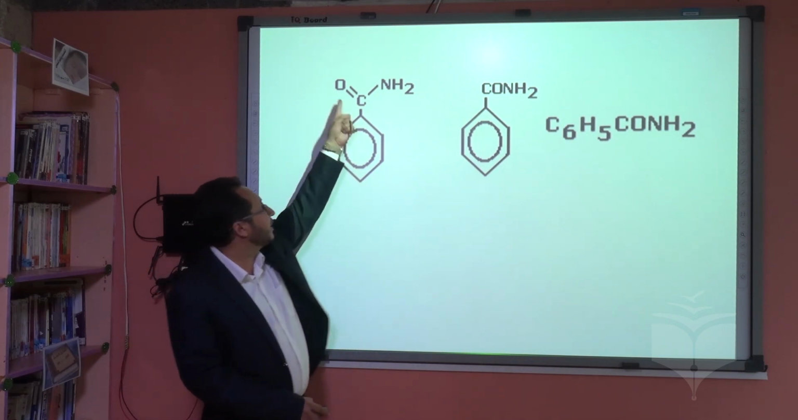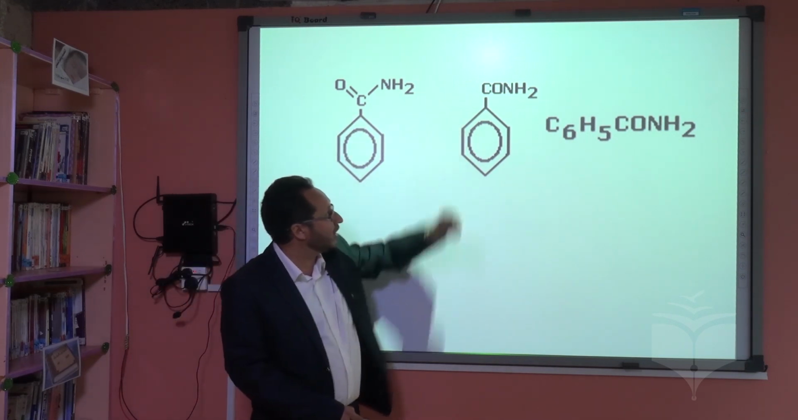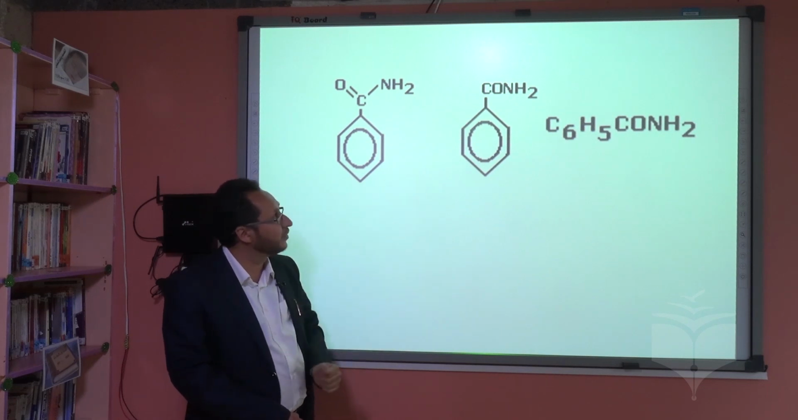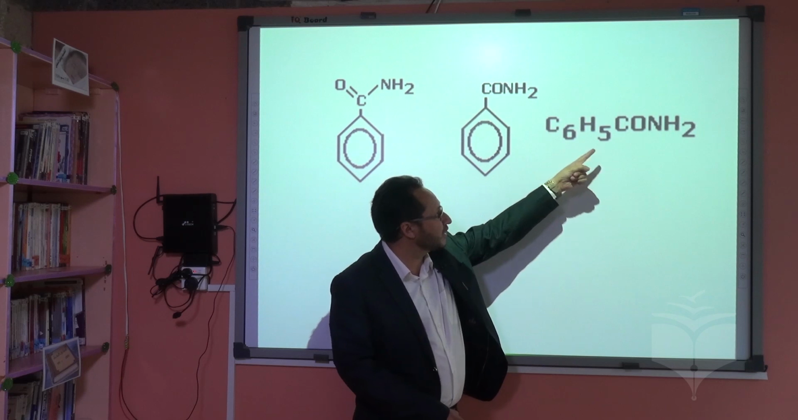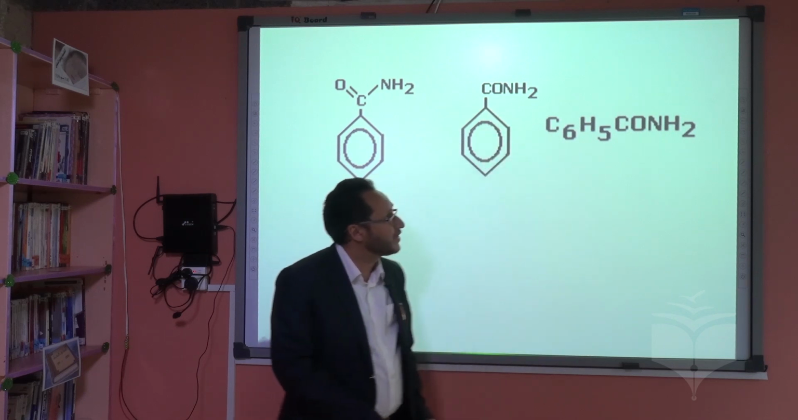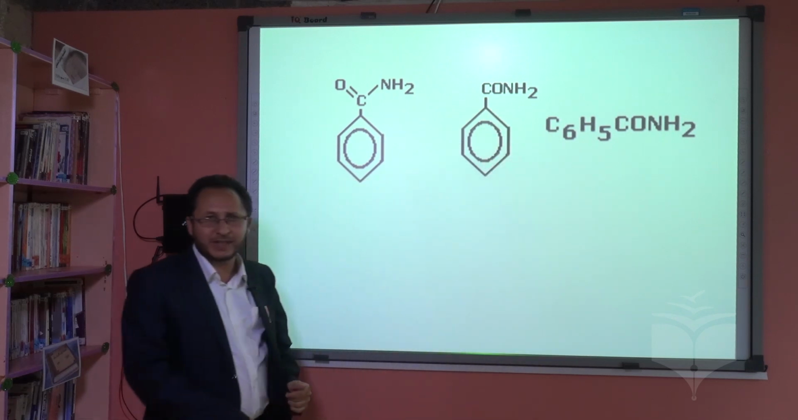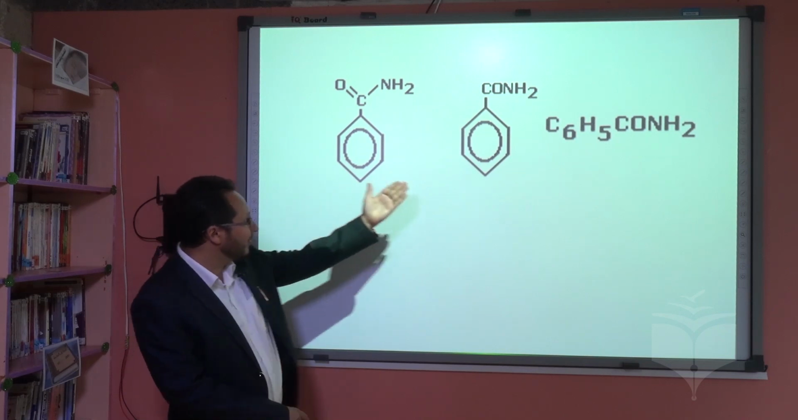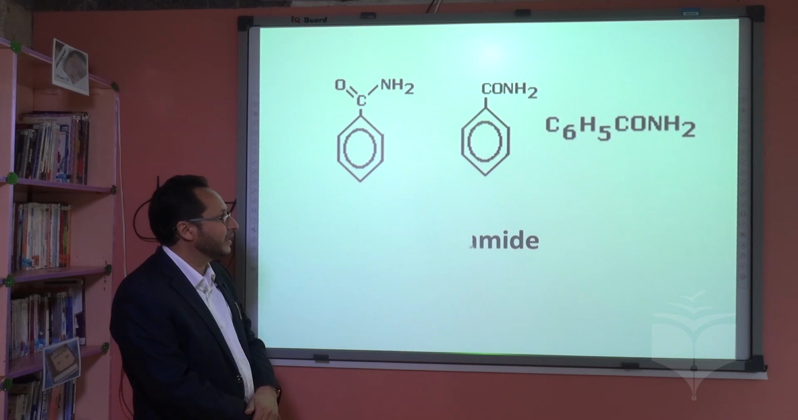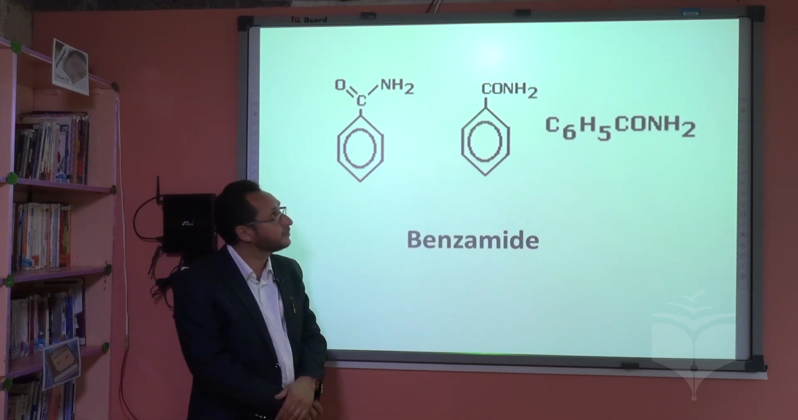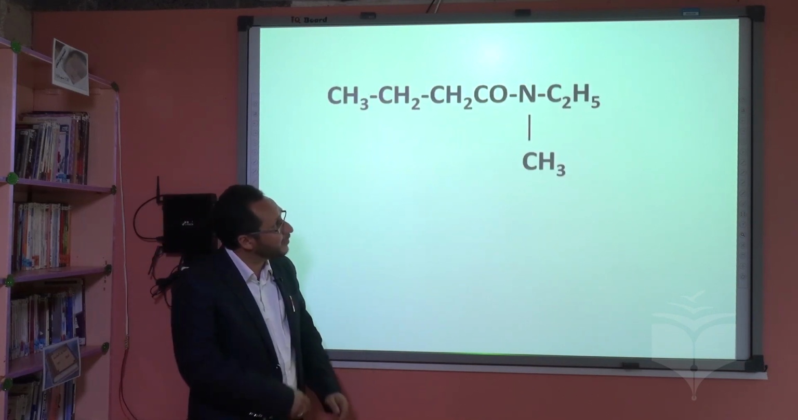Here we have a benzene ring and C double bond O NH2. You can write C double bond O as CO. Then we have NH2. Or this benzene ring can be written as C6H5. Then we have CO and NH2. So what is the name now? These compounds are the same. So what is the name? Yes, it is benzamide.